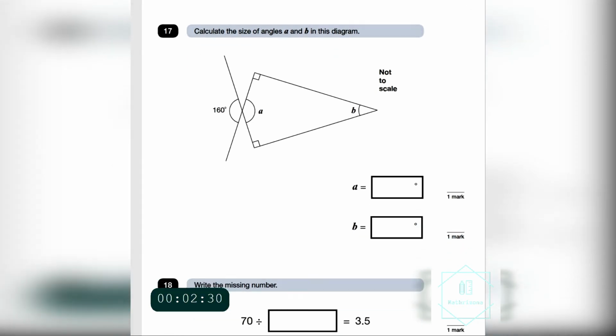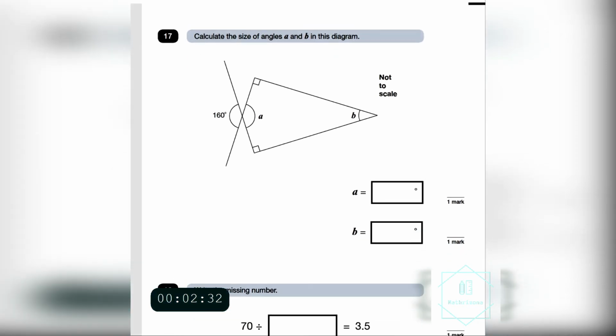Now, I like these mathematical questions. Calculate the size of angles A and B in this diagram. Okay, so let's consider this line first. So here, if you see these lines and these lines crossing each other, and as per the rules, if two lines are crossing each other, the angles opposite to each other are equal. So in this case, it's 160 here, so A will be 160.